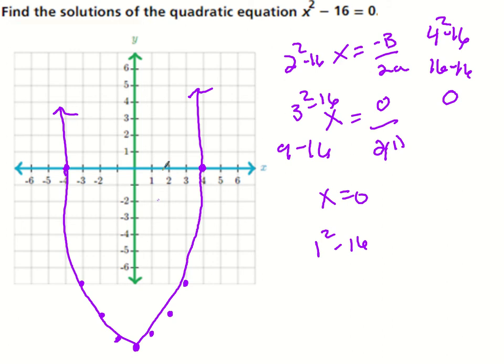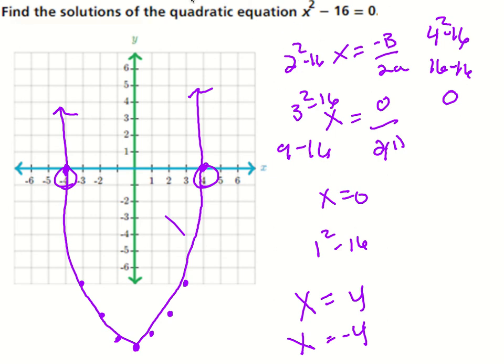So there's my graph. What we figured out is this particular graph crosses the x-axis at -4 and +4. So therefore, there are two solutions to this equation. The solutions to this equation are x equals 4 and x equals -4. Those x-intercepts are the solutions. Now, let's plug those into our equation so that we can see why that works.